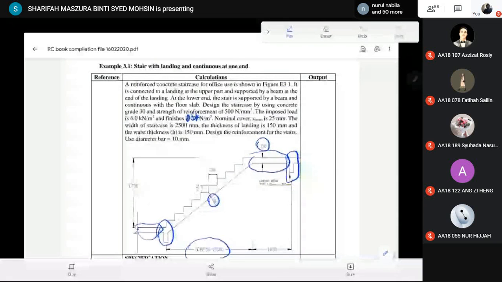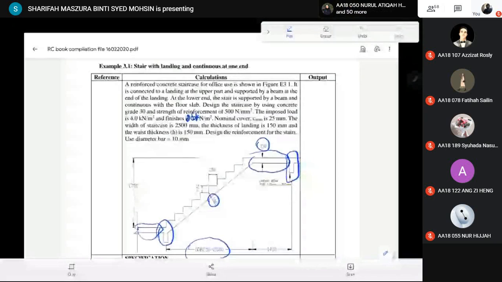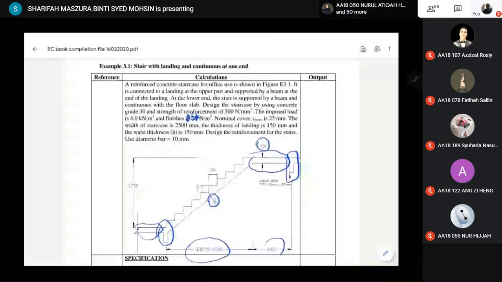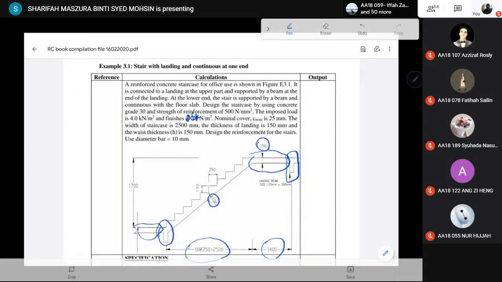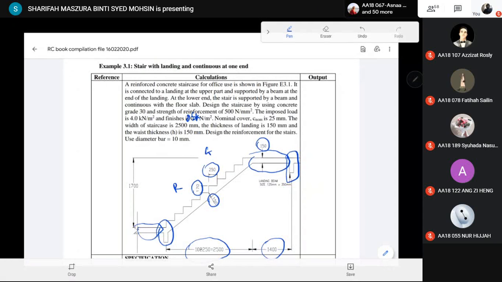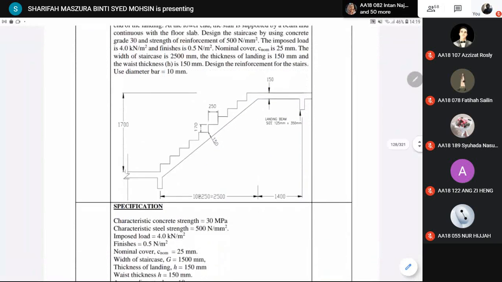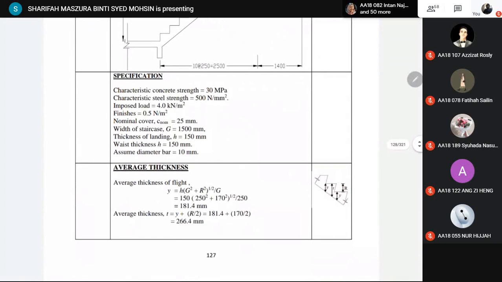Design the reinforcement for the stairs. Use bar diameter 10 mm. In the figure is also given the span of the landing is 1.4 meter, the going is 250 mm, and 170 is what we call the riser. Based on the information from the figure, these are all the specifications given.